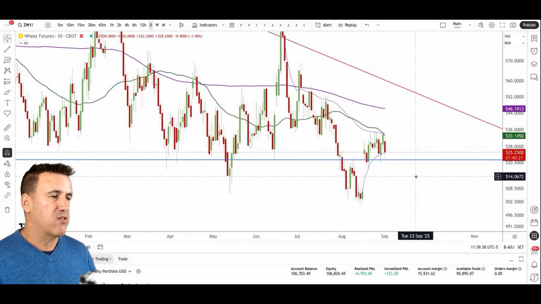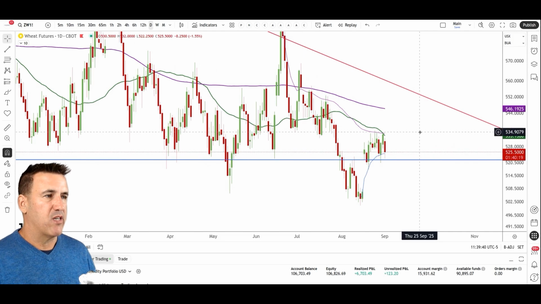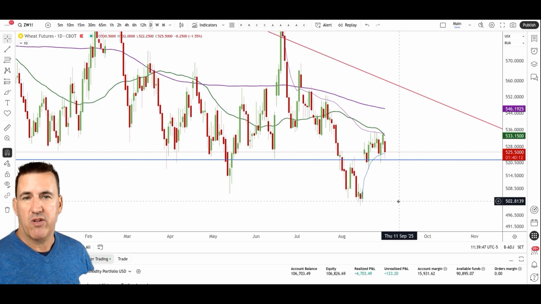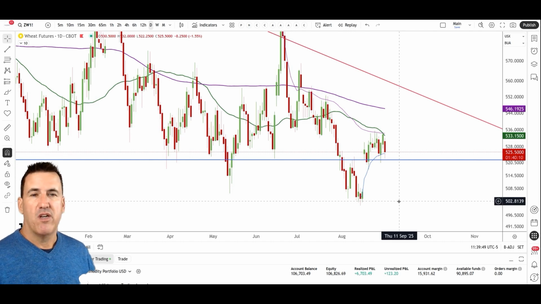That's just an idea. So I'm not interested in a long position until we get above 534. I'm not interested in a short position until we break below 524. That's my strategy. That's how I like to look at things, but you make the trade your own.